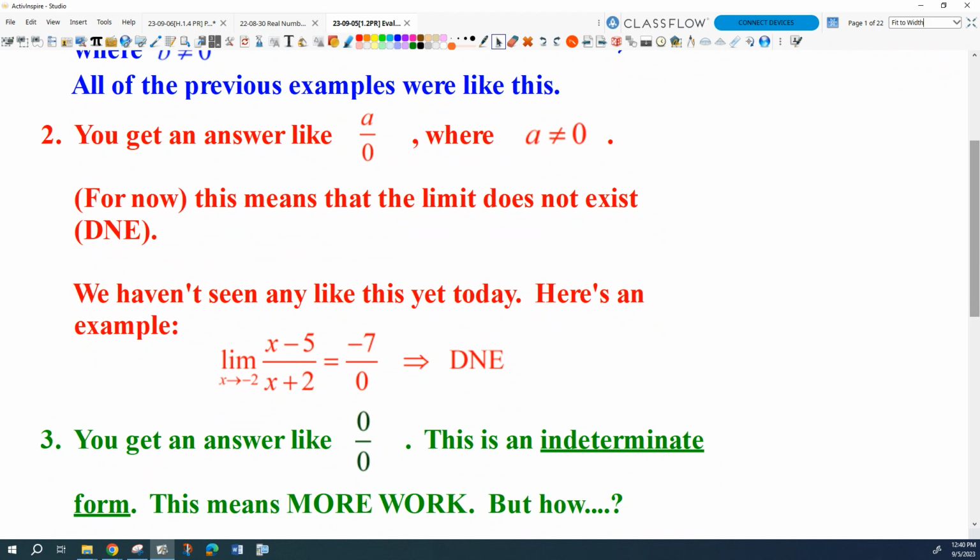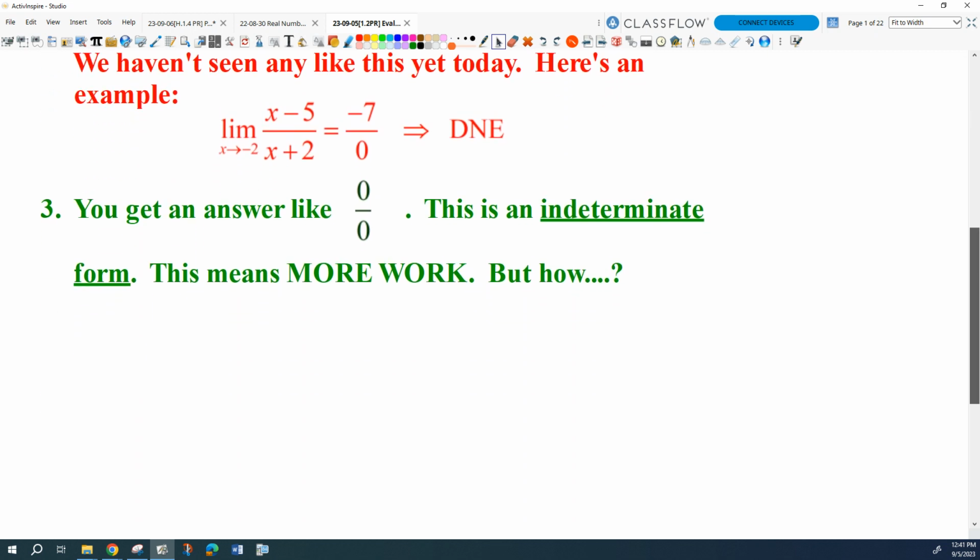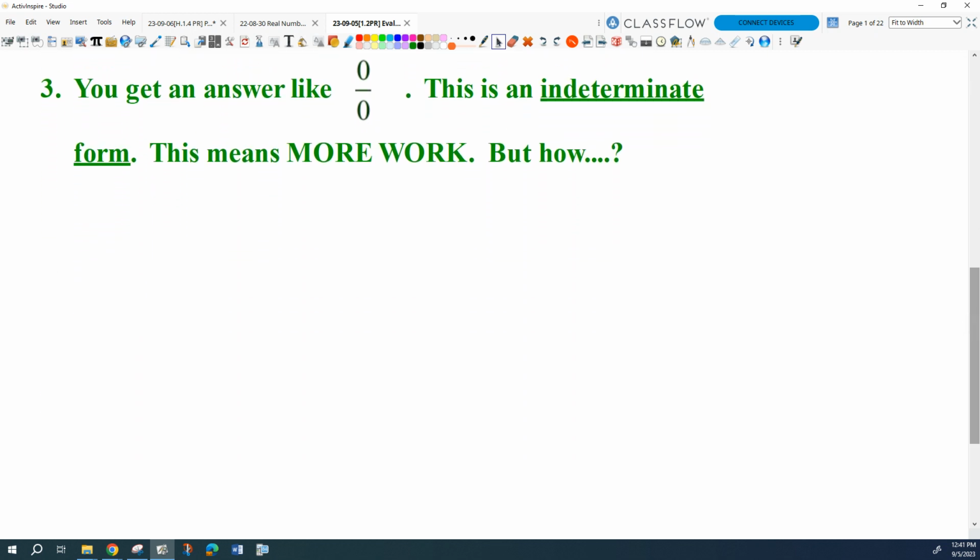Later on, we'll be more specific. And here's an example, right? If we have the limit of this rational function, x minus 5 over x plus 2, as x approaches -2, when I apply direct evaluation, I end up with -7 on the top, 0 on the bottom. There you go. That's undefined. Does not exist.